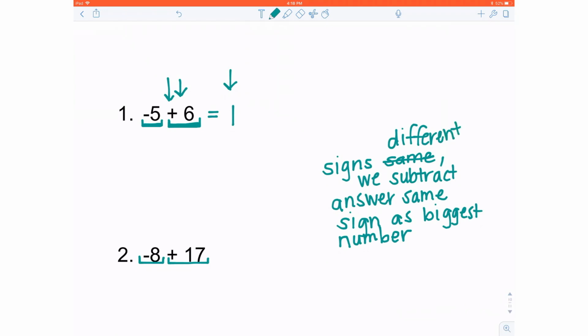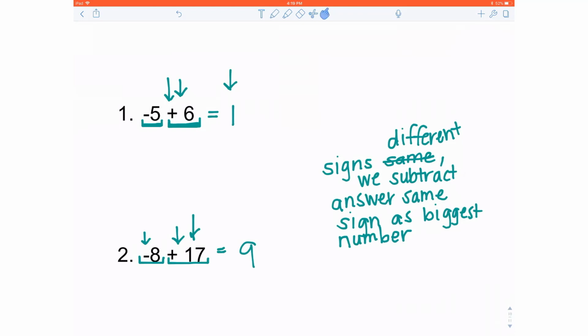So if the signs are different, we subtract. The answer has the same sign as the biggest number. Here we have a negative and a positive, which means this rule applies, so we're going to subtract them. What's 17 minus 8? 17 minus 8 is 9. We have a negative and a positive. Now, the answer will have the same sign as the biggest number. The biggest number is 17, which means our answer will be positive as well.